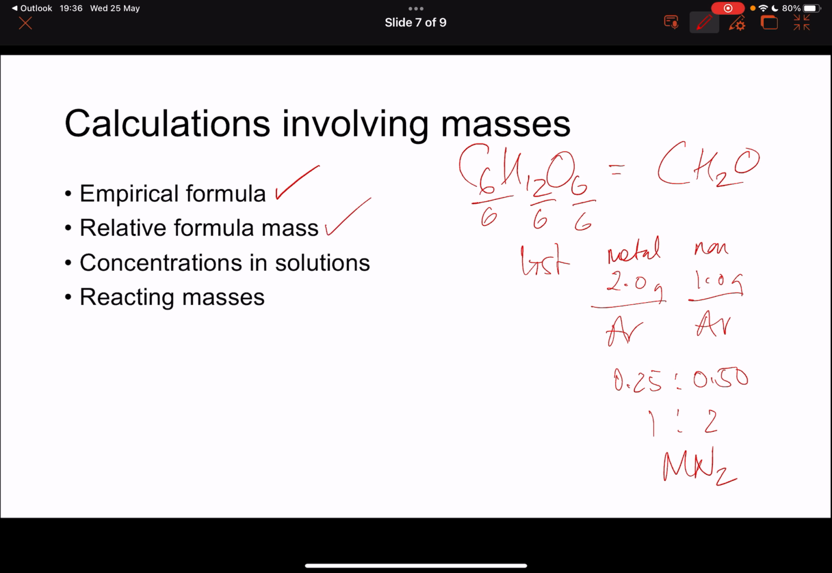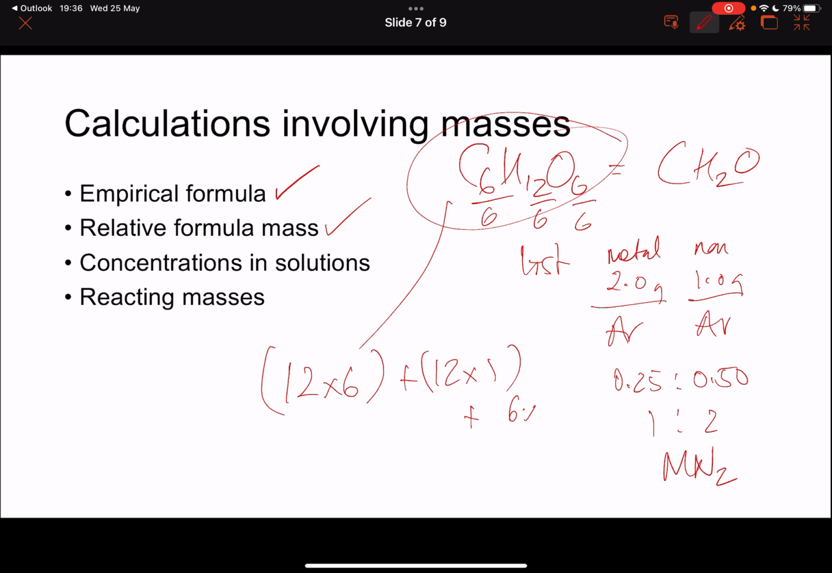Relative formula mass: simply add up the atomic masses of all atoms. So for glucose, carbon is 12, and there's 6 of those. Add 12 hydrogens, each hydrogen has an atomic mass of 1. Add 6 times 16, because the atomic mass of oxygen is 16. Add that up, that will give you the relative formula mass of glucose, and I believe it's 180.